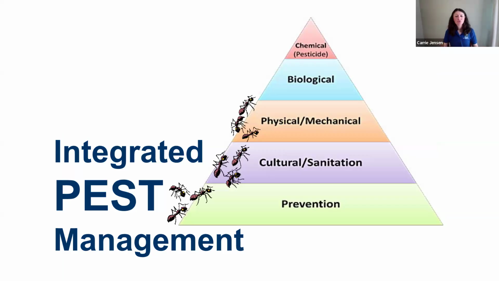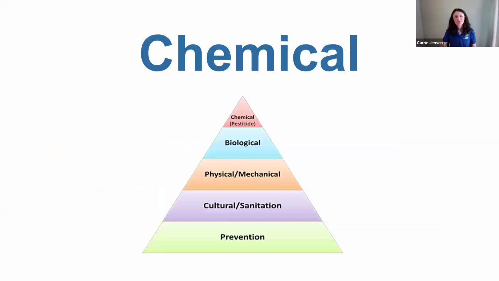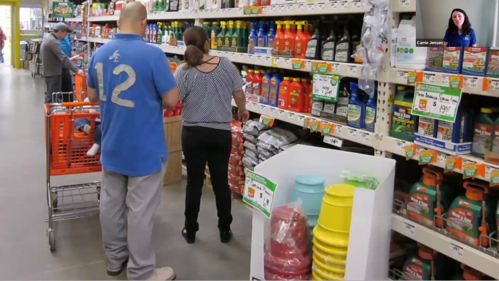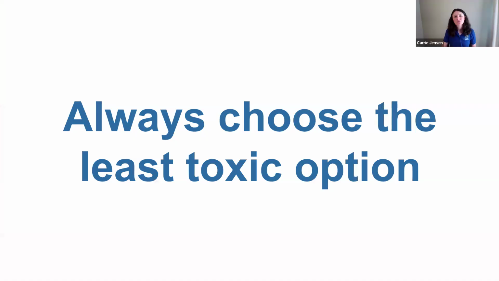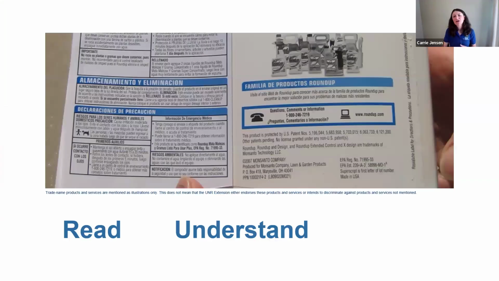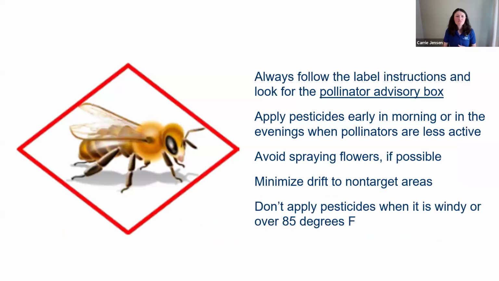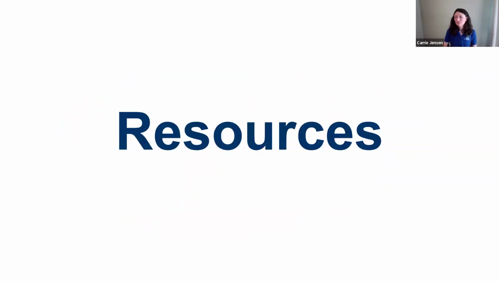That triangle, right, of our tools, we start at the bottom and then we go to the top for chemical treatment as our last resort. So we always use the steps from the bottom up. And if we need to choose one, we're going to choose the least toxic option. And of course, always read, understand, and follow the label. And the label also, when it comes to protecting pollinators and beneficial insects in general, there is this little advisory, the pollinator advisory box, which will have specific instructions to look at for minimizing your impact to those beneficial insects. All right.